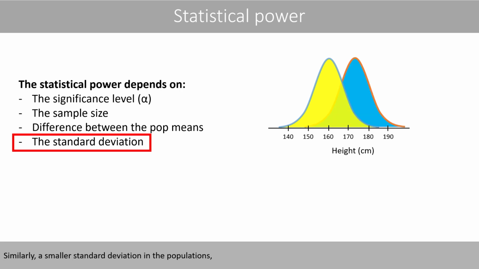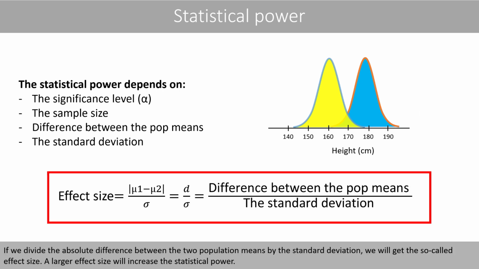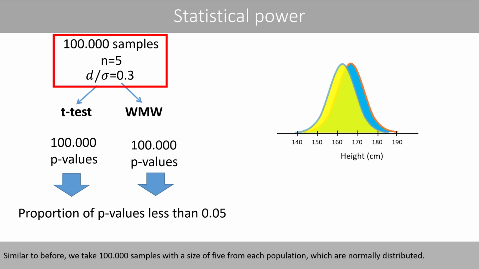Similarly, a smaller standard deviation in the populations will result in less overlap between the groups, which means that it will be easier to identify a difference. This will increase the statistical power. If we divide the absolute difference between the 2 population means by the standard deviation, we will get the so-called effect size. A larger effect size will increase the statistical power.